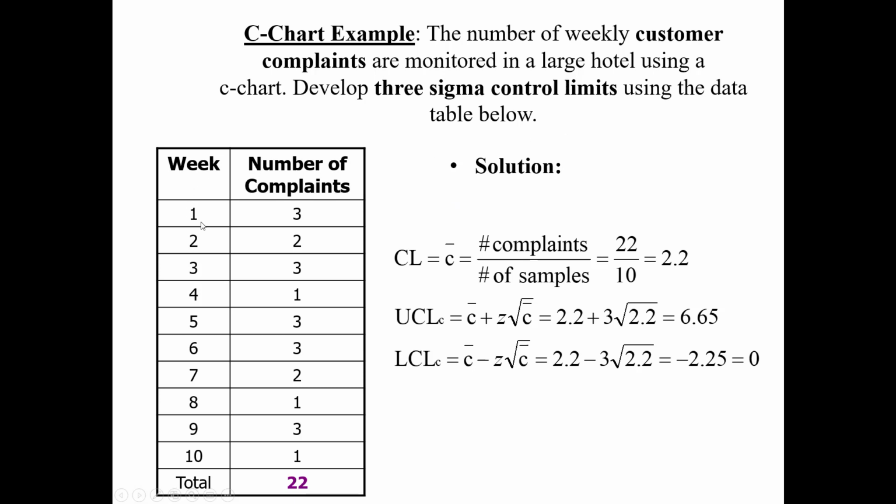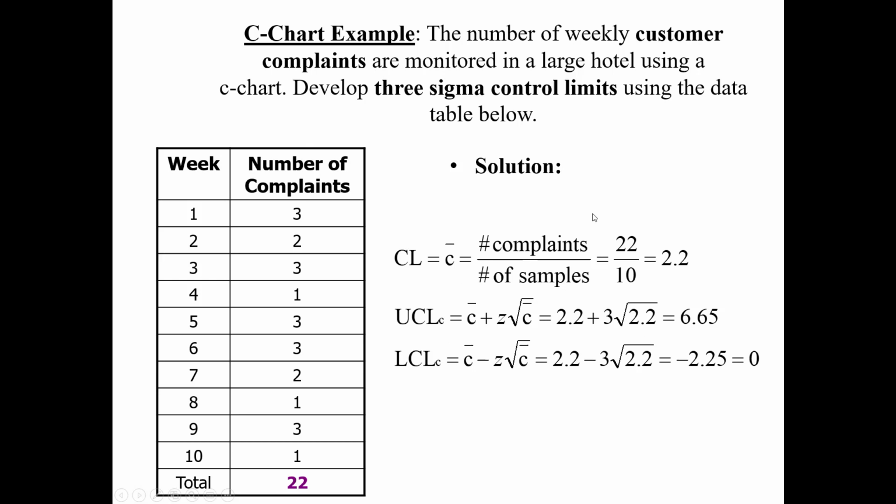In the first week, the hotel received 3 complaints. Number of complaints are 3. In the second week 2, in the third 3, in the fourth 1, in the fifth 3, in the 6th week 3, in the 7th week 2, 8th 1, and in the 10th week 1. So the total number of complaints in these 10 weeks is 22.